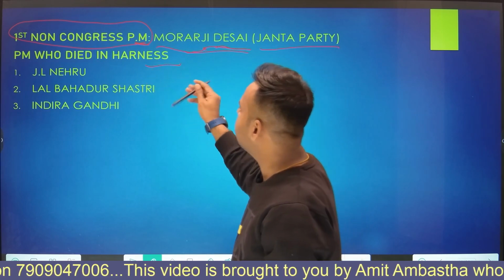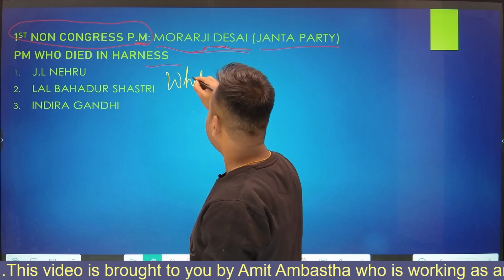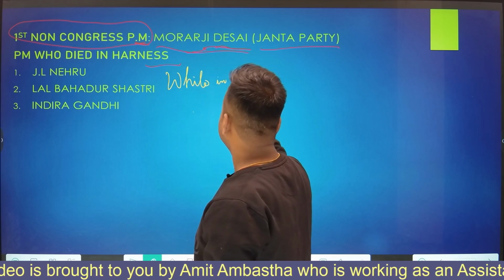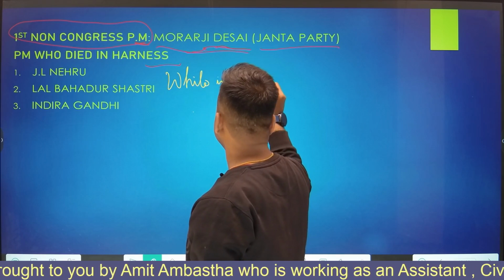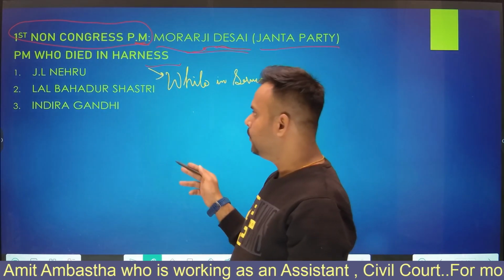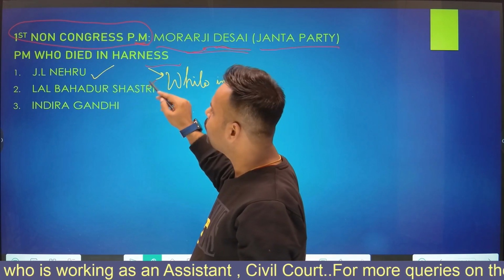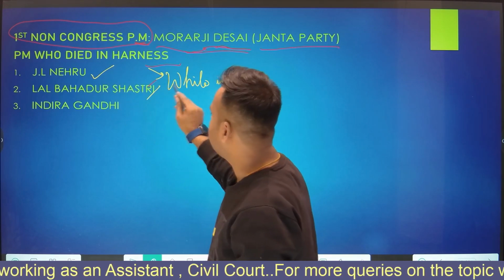The PM who died in harness. Died in harness means while in service, during the service period. So the answer is Jawaharlal Nehru, Lal Bahadur Shastri, and Indira Gandhi.